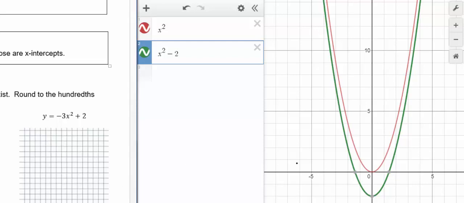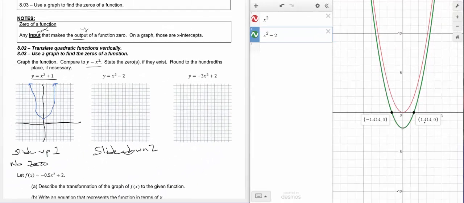And when I look at my graph, this time there are zeros. There are zeros to this graph because this graph crosses the x-axis twice. So on Desmos, I can just click on these points. And these inputs that make the output 0 are negative 1.414 and positive 1.414. Or to the nearest hundredths place, about negative 1.41, and x equals positive 1.41.